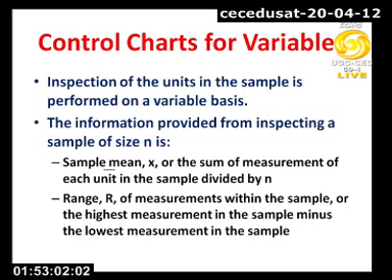Each sample we take a mean, and say if we have taken 5 samples, the final means are added and divided by the number of samples taken, and we get the grand mean, and this X double bar is also known as grand mean. Grand mean is a horizontal line and then we draw upper control limit and the lower control limit.